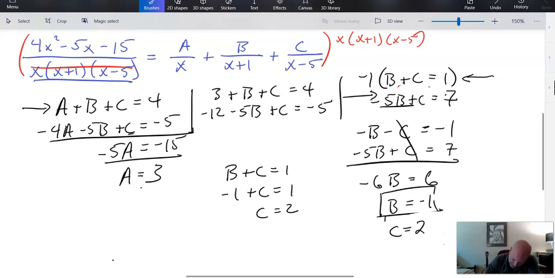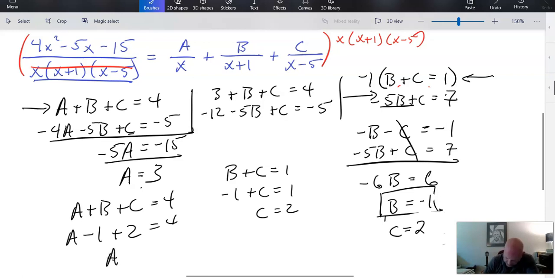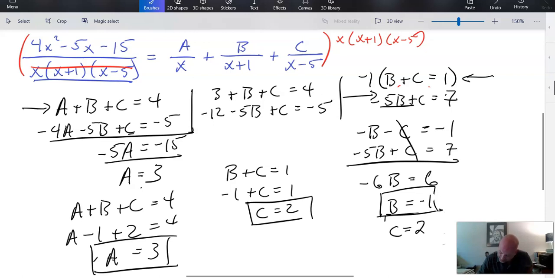Now we can go back to A plus B plus C, there we go, equals 4. Sorry about that mistake. So A minus 1 plus 2 equals 4. That means A is 3. Wait, that's the same result we got before. Oh, that's weird. Okay, so A is 3, C is 2, and B is negative 1.